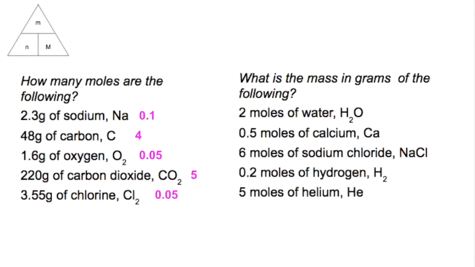So what are the masses down the right hand side? 2 moles of water will be 36 grams, half a mole of calcium 20.05 grams, 6 moles of sodium chloride 351 grams, 0.2 moles of hydrogen 0.4 grams, and 5 moles of helium 20 grams.